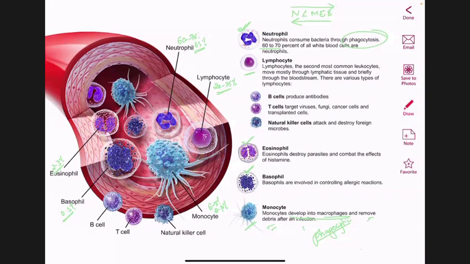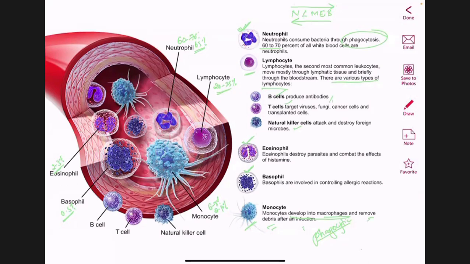And lymphocyte gives rise to what? There are various types of lymphocytes: B cells, T cells, natural killer cells. These all we discussed in human health and disease, if you can recall. B cells produce what? B cells produce antibodies.